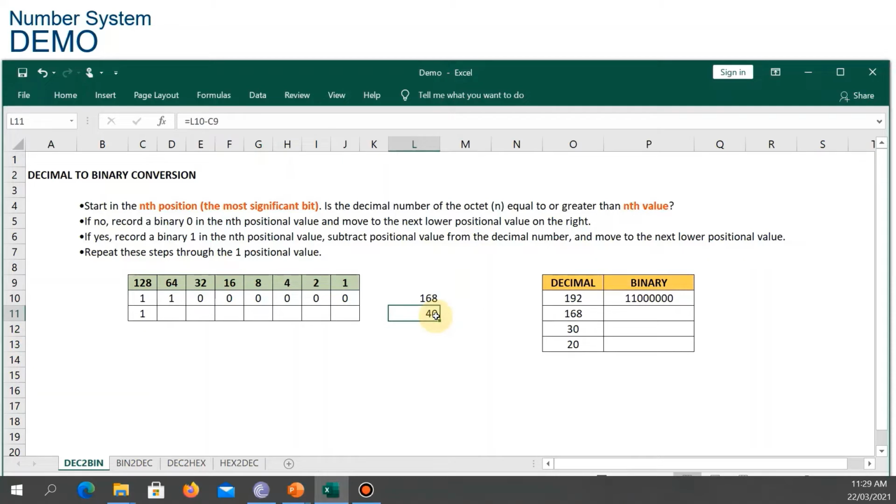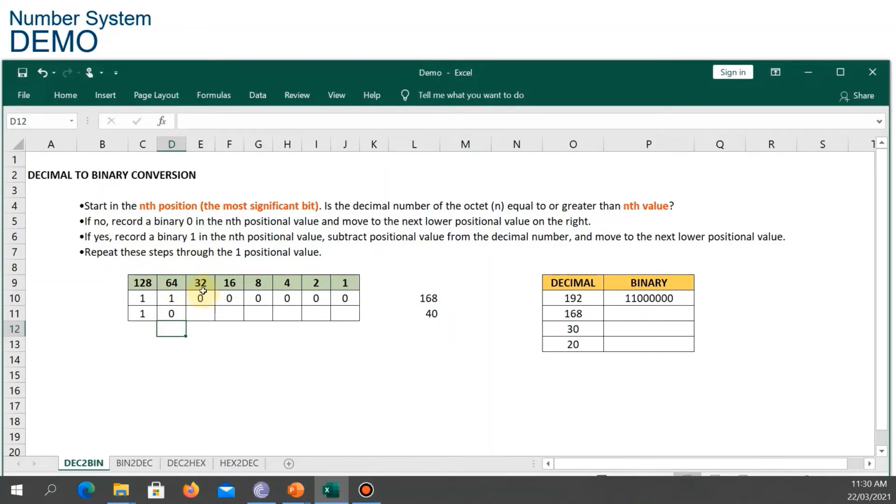Now let's move on to the next positional value here, which is 64. Is 40 greater than or equal to 64? The answer is no, and therefore we need to record 0 here.